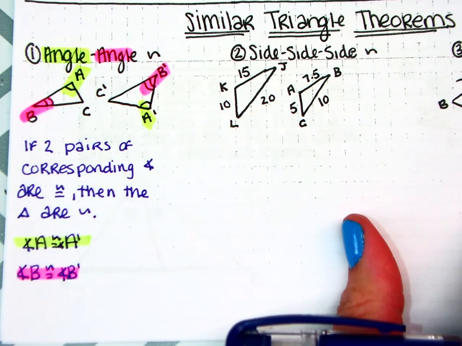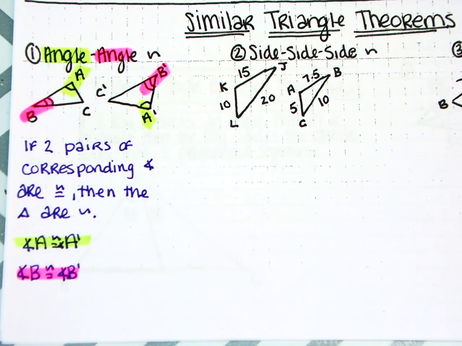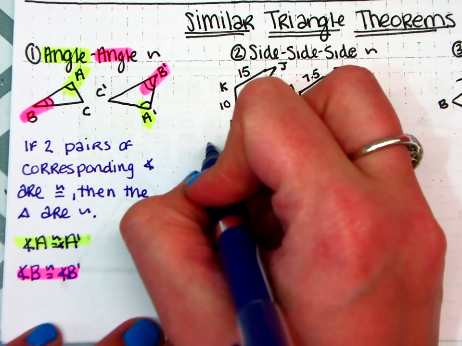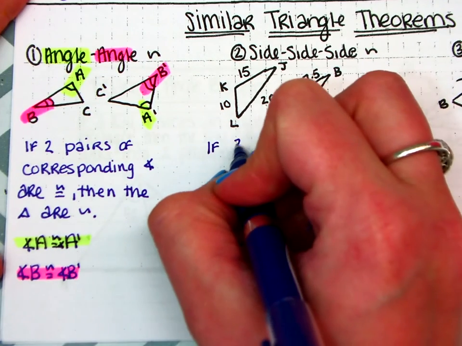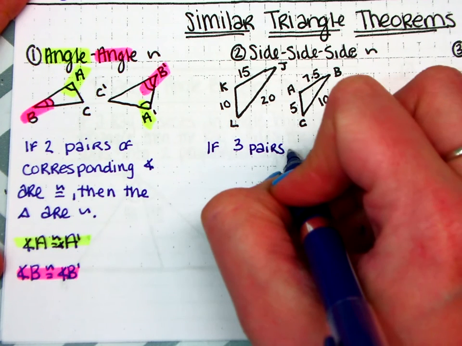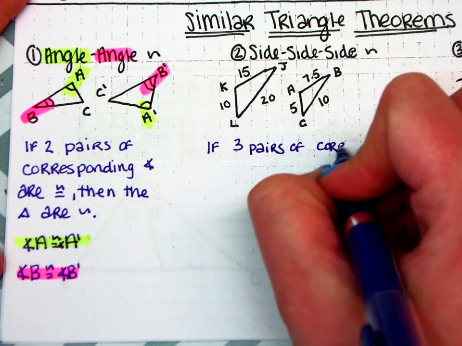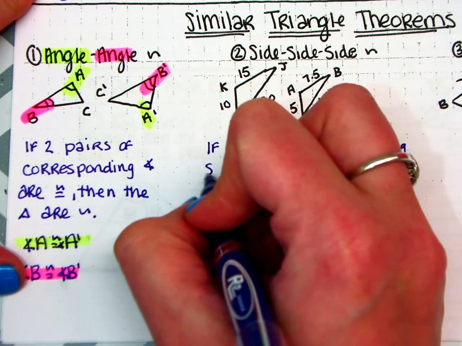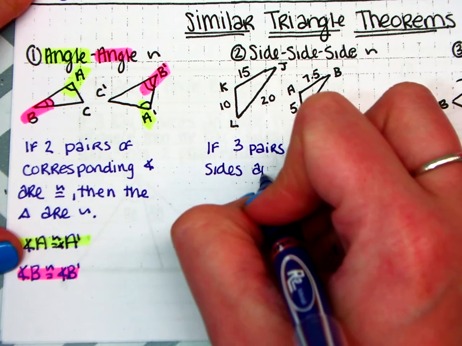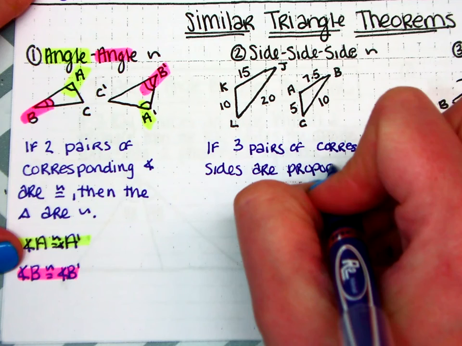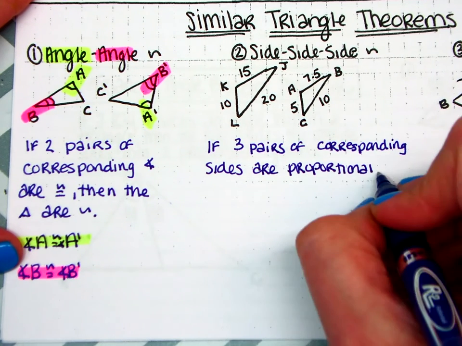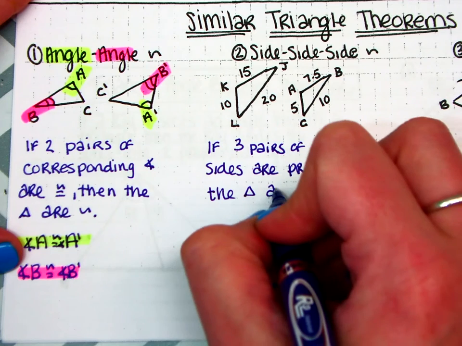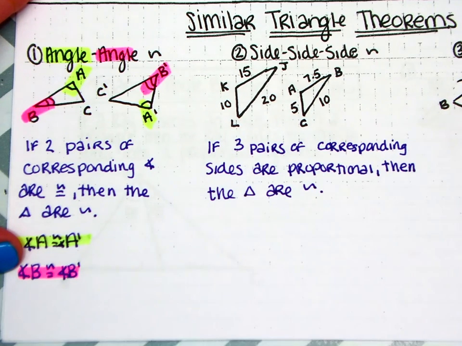Number 2 is side, side, side similarity, and this is all about ratios of side lengths. So in this problem, by definition, we're going to do that first. It says if 3 pairs of corresponding sides are proportional, then the triangles are similar. And I'm using the symbol for similar.